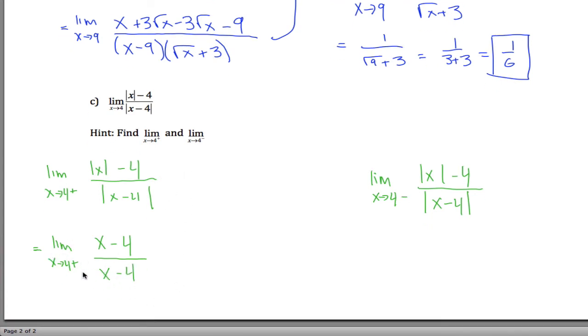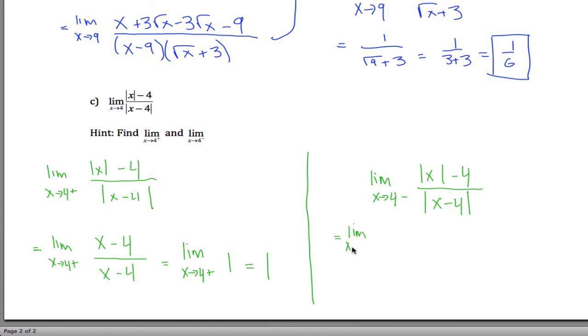The limit as x approaches 4 from the positive side of x minus 4 over x minus 4, these x minus 4s cancel out, and I get that this is just equal to the limit as x approaches 4 from the positive side of 1, which is just 1. No variables here, nothing to change x's into, it's just the number 1. It's equal to 1. So let's work on it over here. Same logic applies.